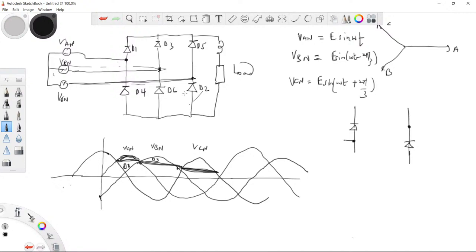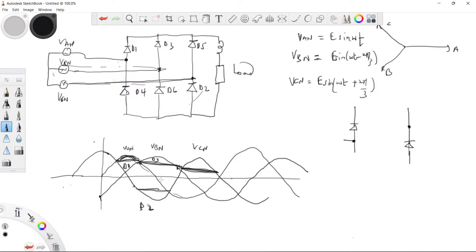So this C here comes here, and it will be your D2 that's conducting when C is most minimum. Now let's see this A. When A is most minimum, D4 will conduct here. This D4, you see, A is connected to 1 and 4. When it's maximum, D1 will conduct. When it's minimum, D4 will conduct.